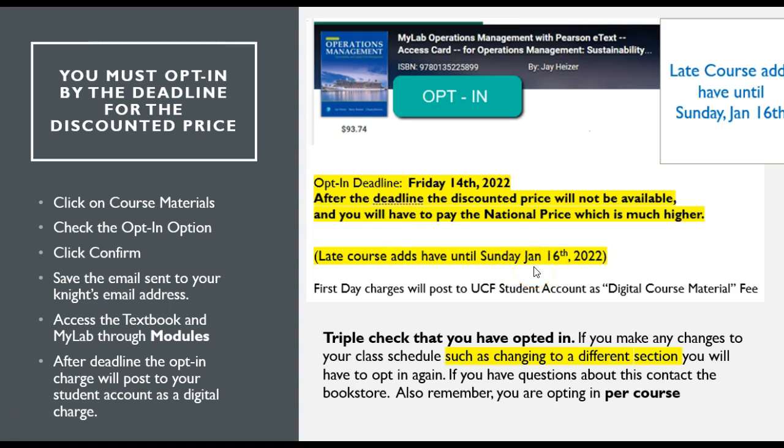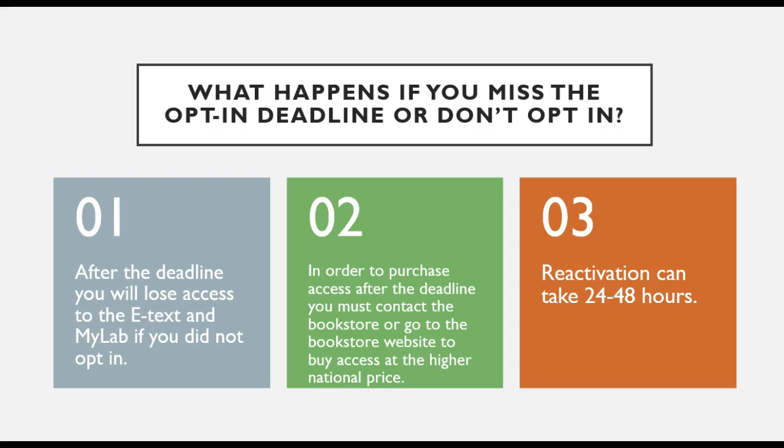If you miss the deadline, what's going to happen? If you miss the deadline sometime after the drop add period, you will lose access to the e-text and MyLab Operations Management. The only way that you're going to be able to gain access again is by going to the bookstore physically yourself or by going to the bookstore website and purchasing access. This is a manual process, and it can take 24 to 48 hours before access is reestablished.